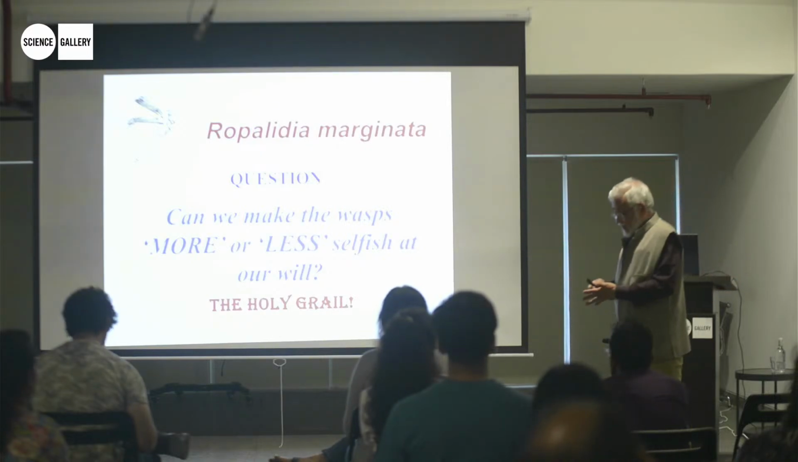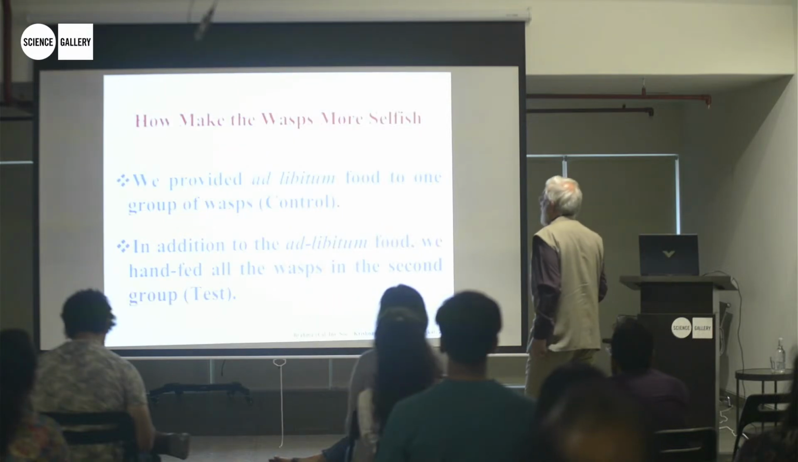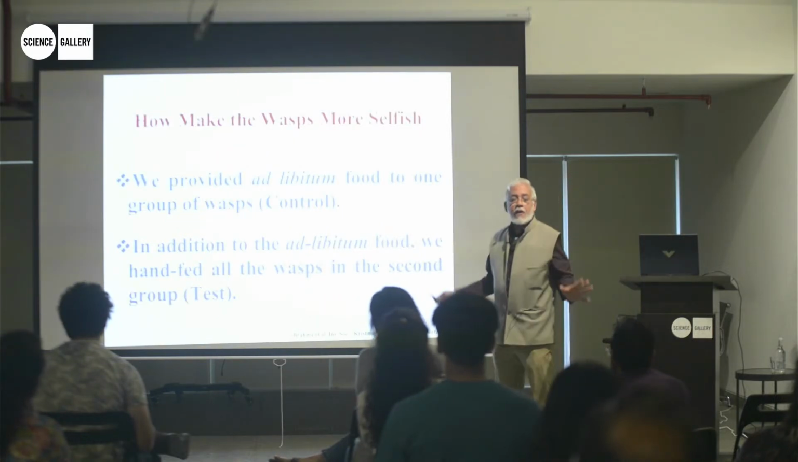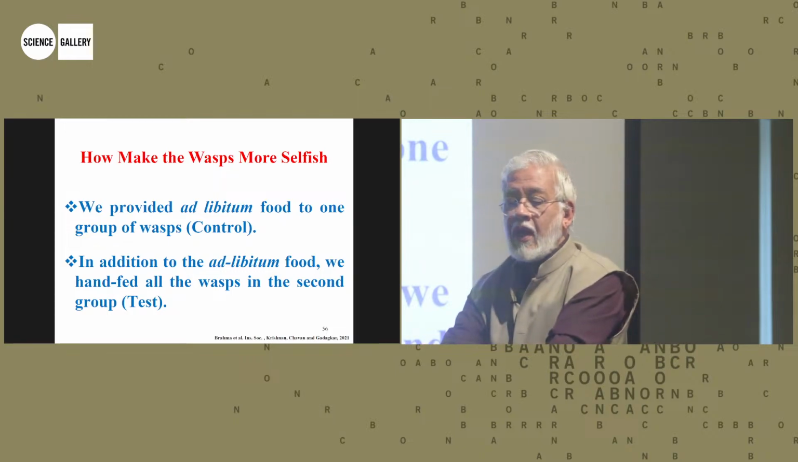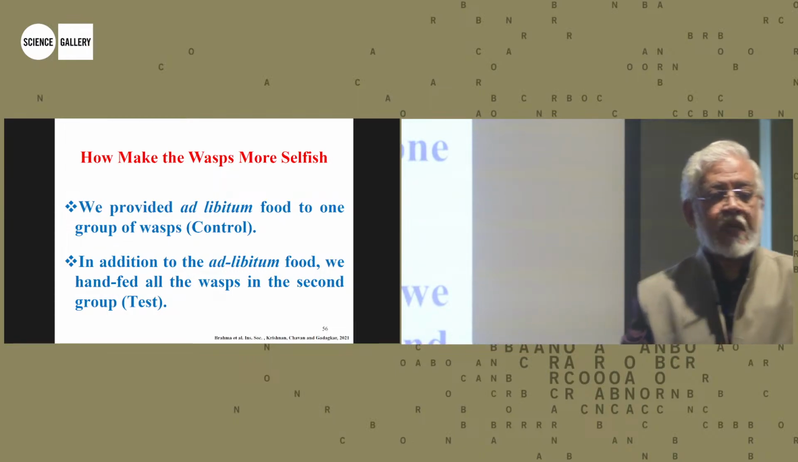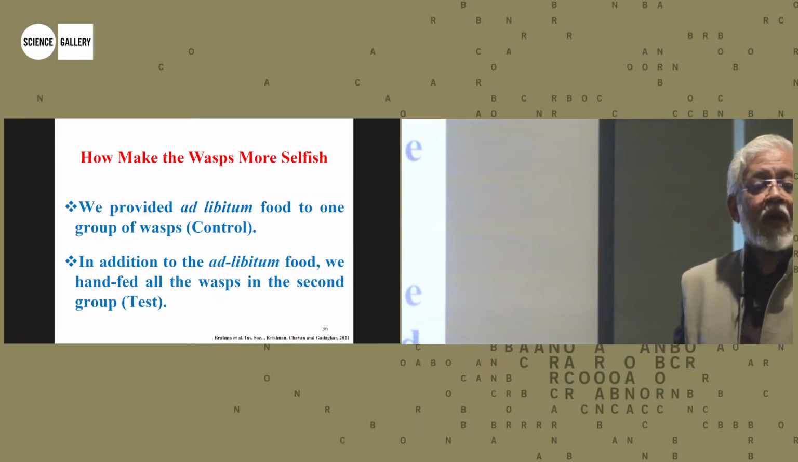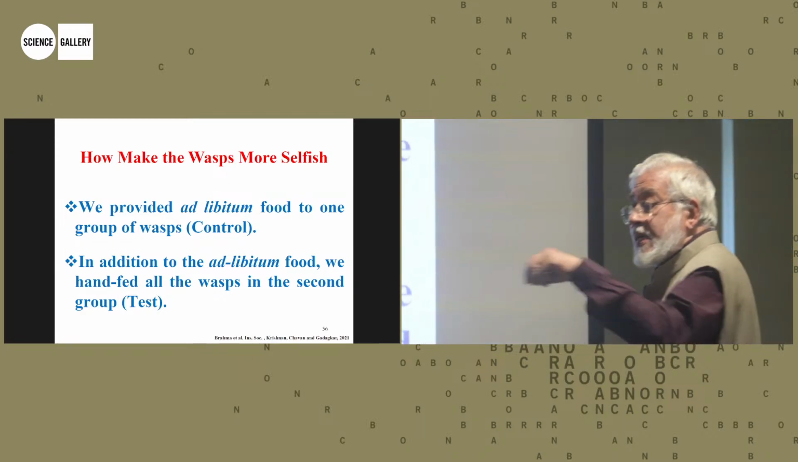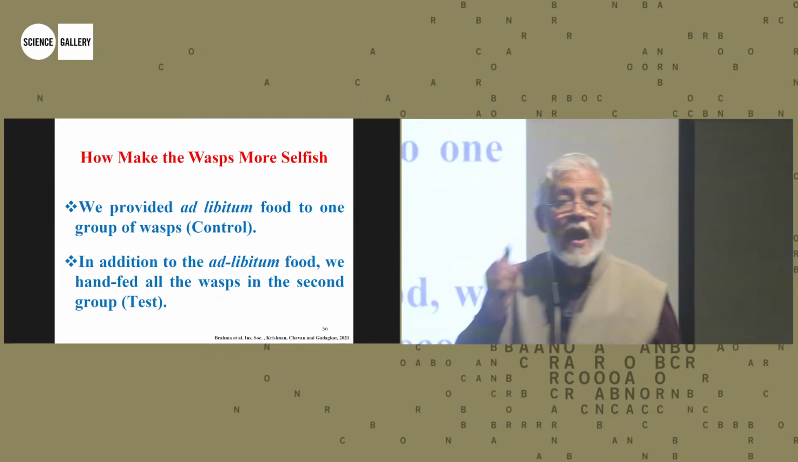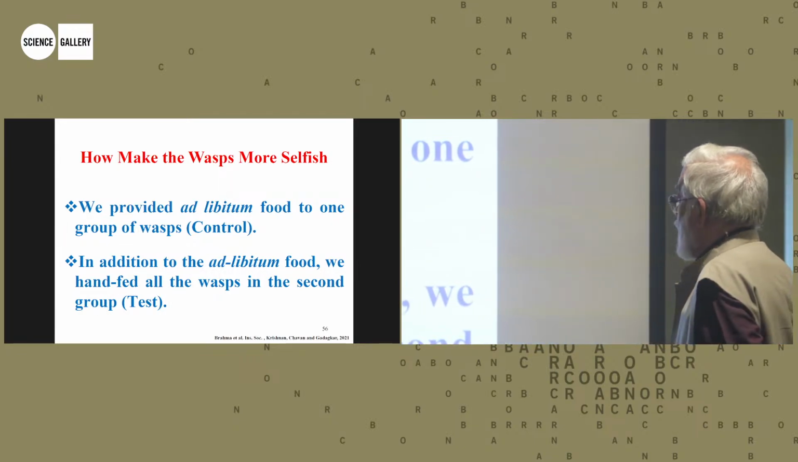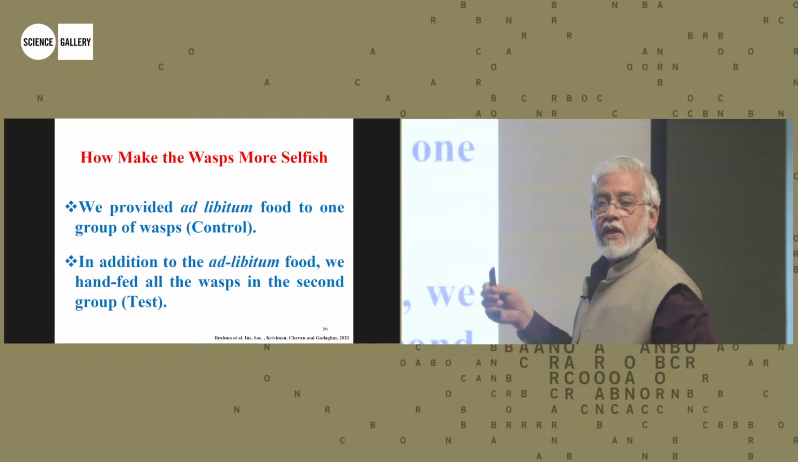So we did an experiment in which we provided what we call ad libitum food. That is food kept on the table. Mother goes away, tells the child, when you come back from school, there is food, eat. That is one experiment, one kind of it. In the other, in addition to keeping food on the table, we hand fed them. Okay? So there are two kinds of colonies.